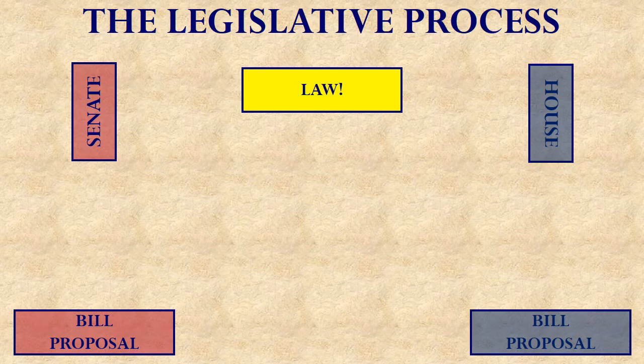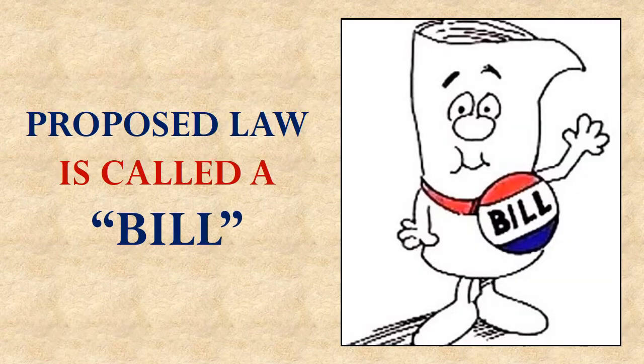Now, a law can start either place. A law may be proposed in either the Senate or in the House of Representatives. Now, there's one exception to that we've talked about earlier in this unit, and that is that the Constitution says that laws dealing with the raising of revenue must be initiated in the House of Representatives. But other than that one constitutional exception, laws can be either introduced in the Senate or introduced in the House. When a law is merely a proposed law, we don't call it a law yet. We call it a bill.